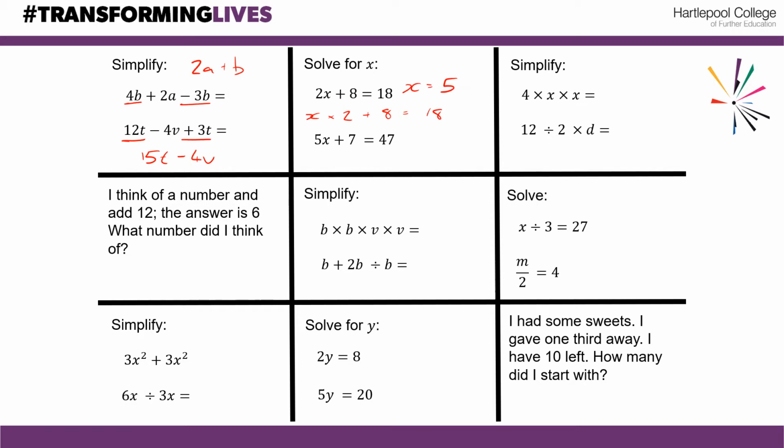We do a similar process for the next one. Start with the 47, do the opposite, take off the 7, leaves me with 40. 40 divided by the 5 gets me 8, so x equals 8. Next up, some simplifiers. So we have 4 times x squared, because x times x is x squared. 4 times x squared is 4x squared. Next up, 12 divided by 2 is 6. 6 times d is 6d.